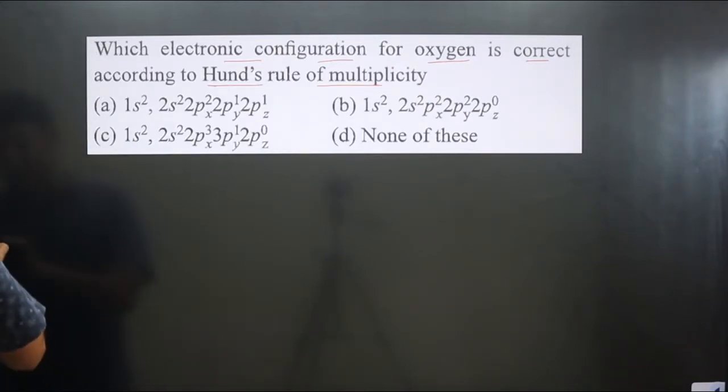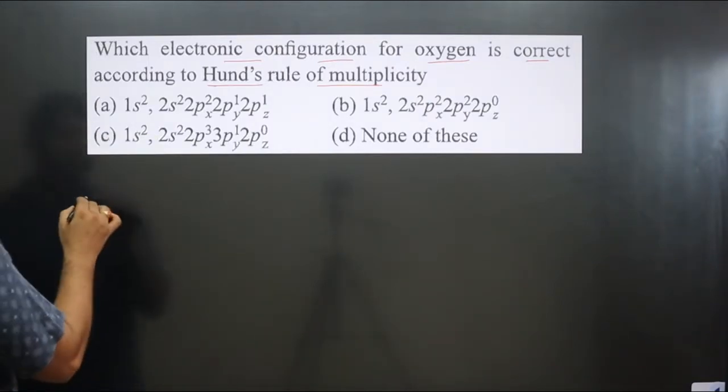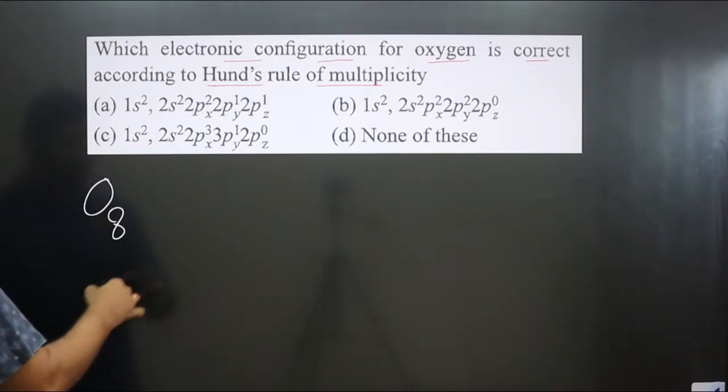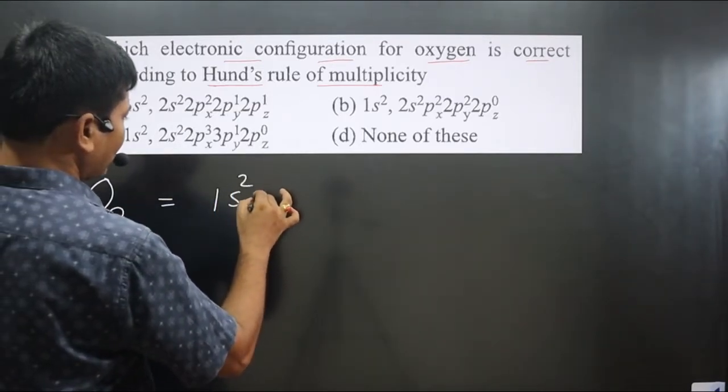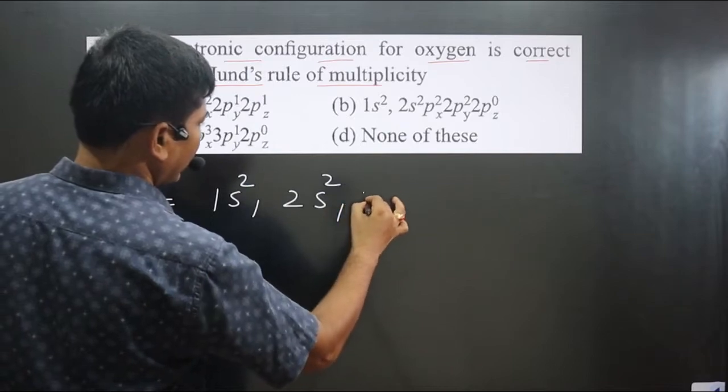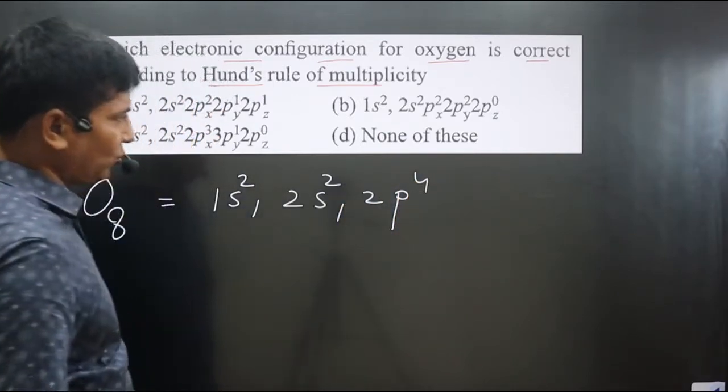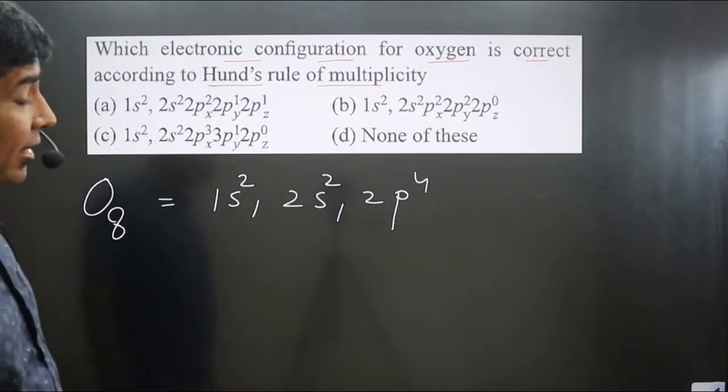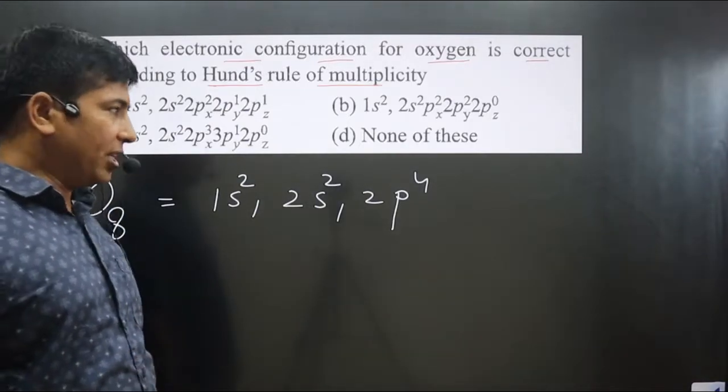First of all, we write down the electronic configuration. Oxygen's atomic number is 8. We have the electronic configuration 1s2, 2s2, and then 2p4. Now we write the orbital notation.